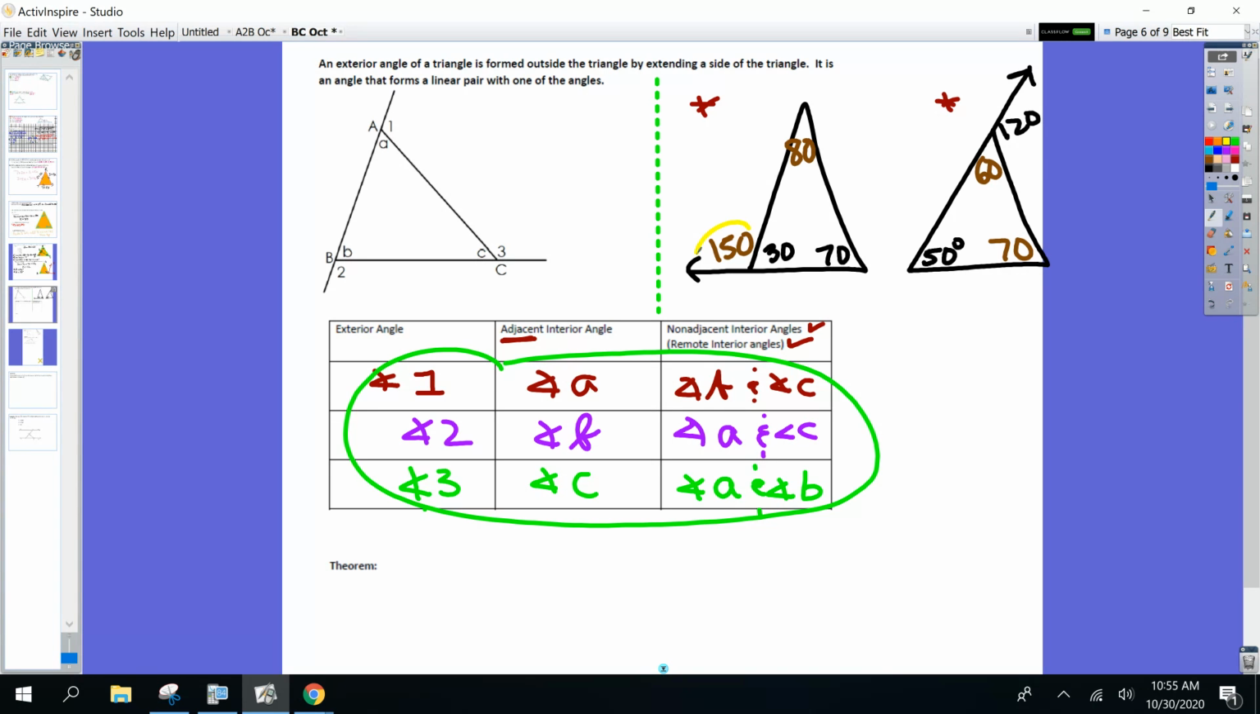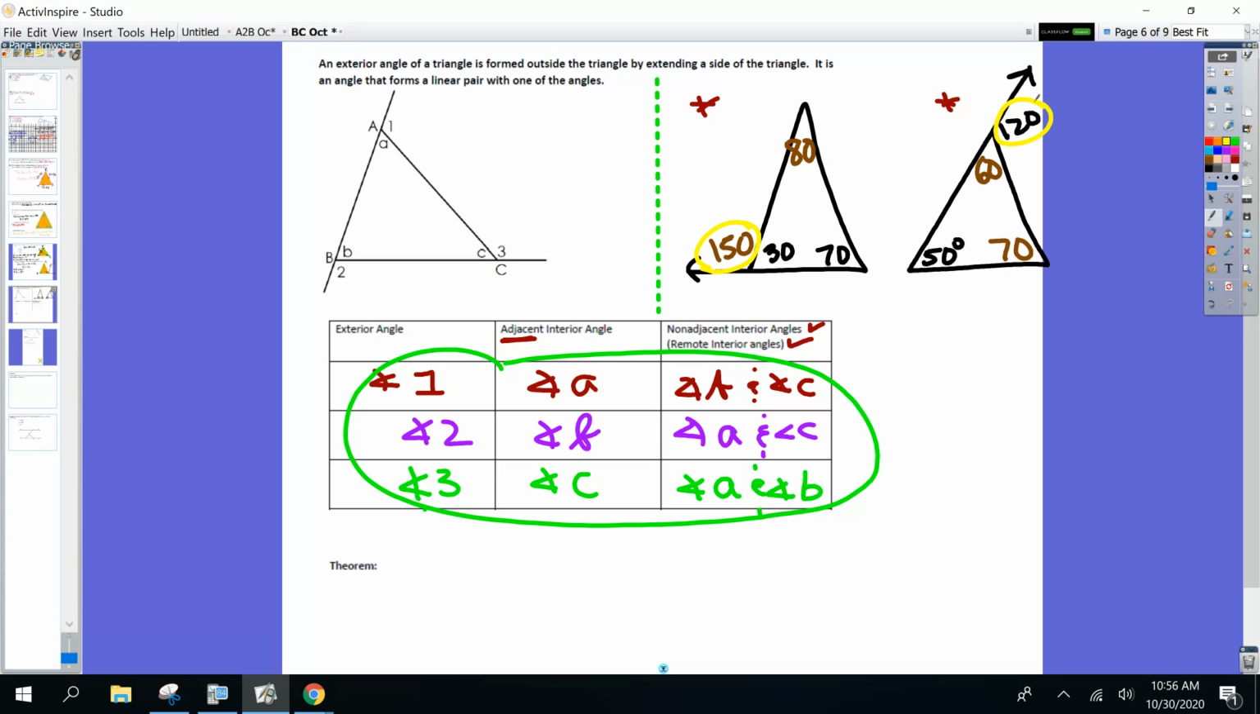So you got 150 there. Any relationship between 150 and maybe some angles inside? I got 120 here. Got any relationship between the 120 and the angles inside? Go ahead now. You can show off.